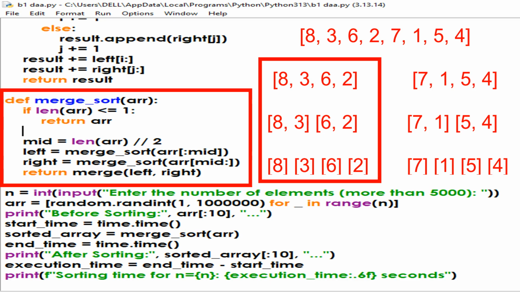Recursively sort left and right. Left is equal to merge sort of array. This takes the left half and sorts it. Right is equal to merge sort of array. This takes the right half and sorts it. Finally, it returns merge of left and right, which combines the two sorted halves.